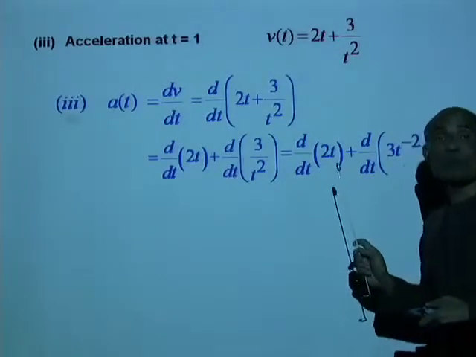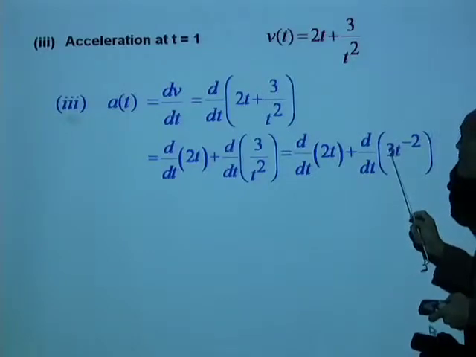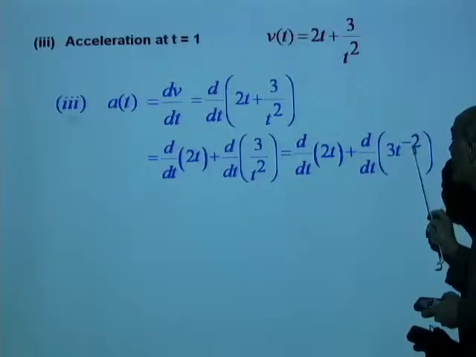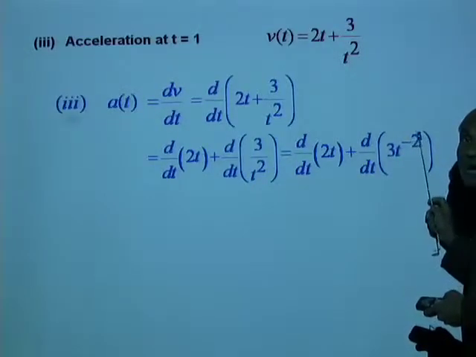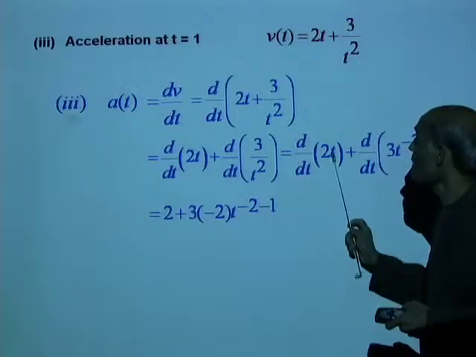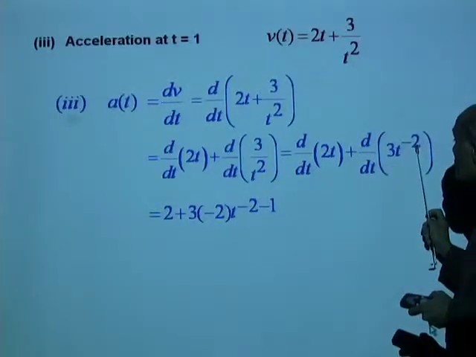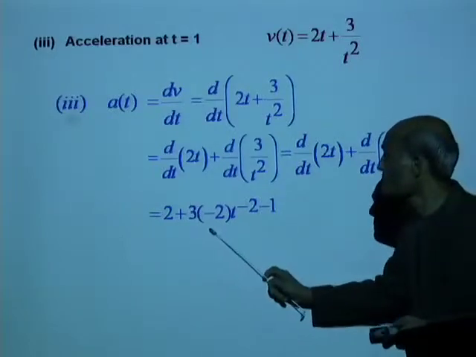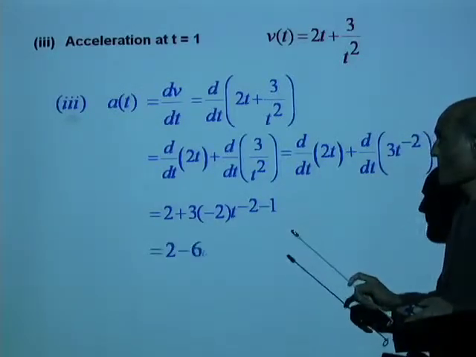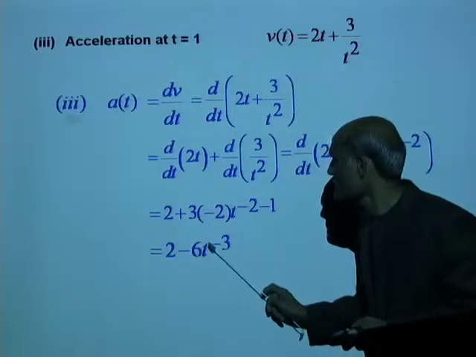We are now in a position to use our power rule. What is the derivative of 2t with respect to t? That is 2. What is the derivative of 3t to the negative 2 with respect to t? Use the power rule in your mind. It will be a times n, 3 times negative 2, times t to the power of n minus 1, negative 2 minus 1. Let's write that down. Derivative of 2t with respect to t is 2, plus the derivative of 3t to the negative 2 is 3 times negative 2, times t to the power of negative 2 minus 1. And that is, this will make it negative, 2 minus, 3 times 2 is 6, t to the power of negative 3.